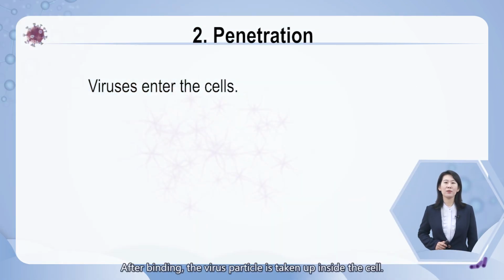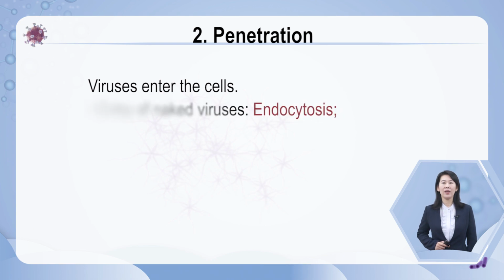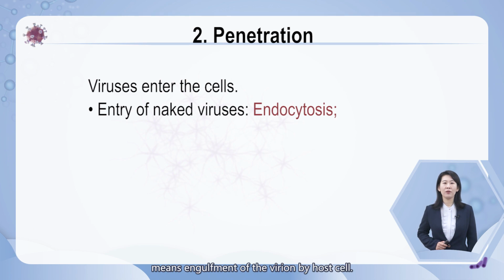After binding, the virus particle is taken up inside the cell. This step is referred to as penetration or engulfment. There are three main ways. Endocytosis means engulfment of the virion by the host cell. Most naked viruses enter the cell in this way.